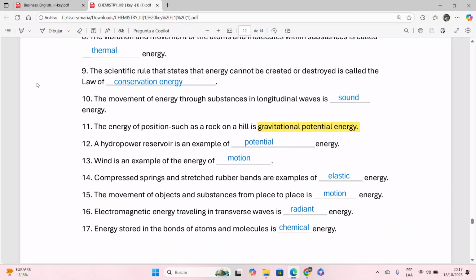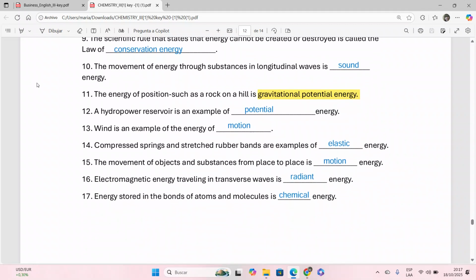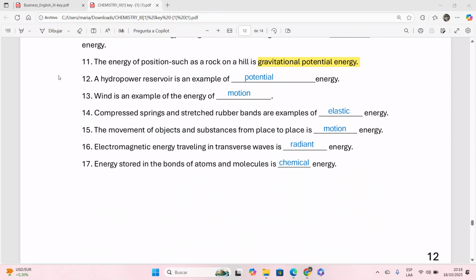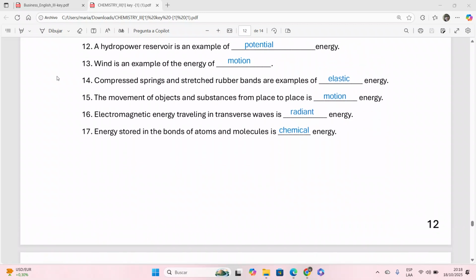9. A scientific rule that states that energy cannot be created or destroyed is called the law of conservation of energy. 10. The movement of energy through substances in longitudinal waves is sound energy. 11. The energy of position, such as a rock on a hill, is gravitational potential energy. 12. A hydropower reservoir is an example of potential energy.